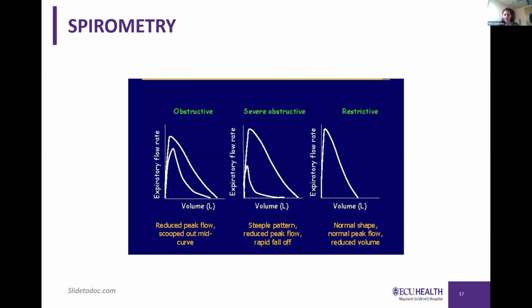These are just some basic defects. I know, as a hematologist, you're not going to be looking at these, but just look at the patterns of the expiratory flow-volume curve. In obstructive lung disease, it's going to be this scooped-out shape, and for severe obstruction, it's going to be even more so. Whereas with restrictive, it's going to look similar to normal. It's just going to be a reduced volume.